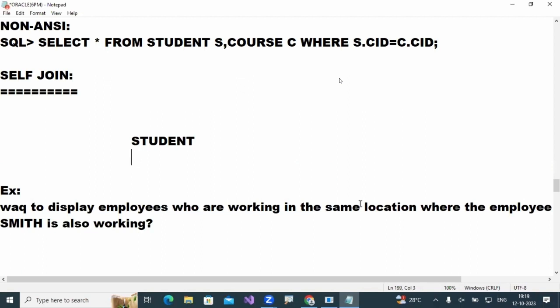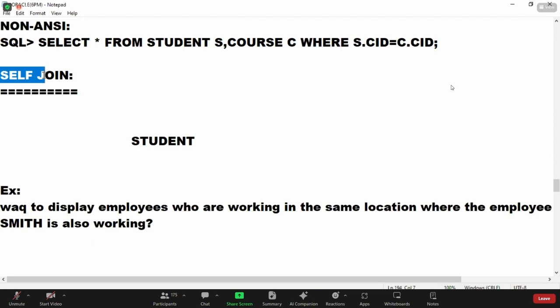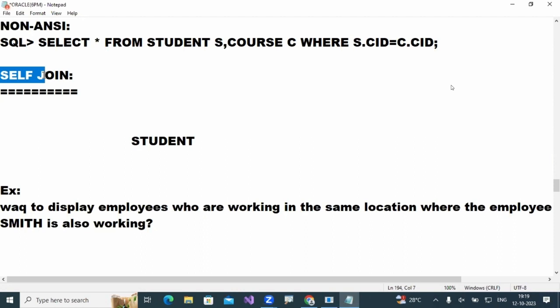So two tables is easy, but here I want to do what? A single table. Now the meaning of self. What is meant by self? Self means, are you depending on any other person, or do you depend on yourself? We depend on ourselves, so we do not depend on another person. Yes or no? That is called self. So self-dependency means I depend on myself. Self-join is also the same as this.